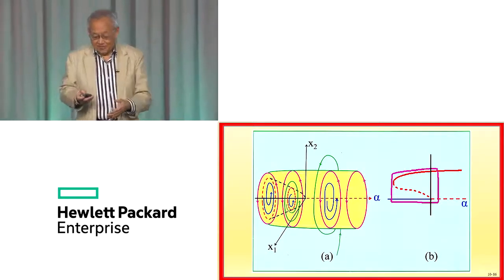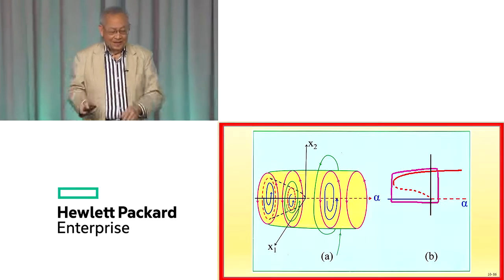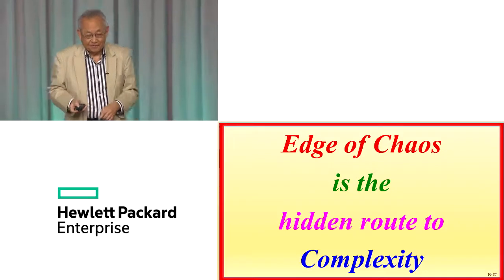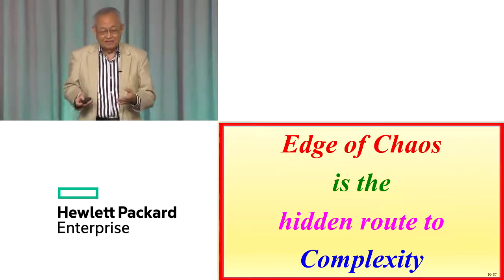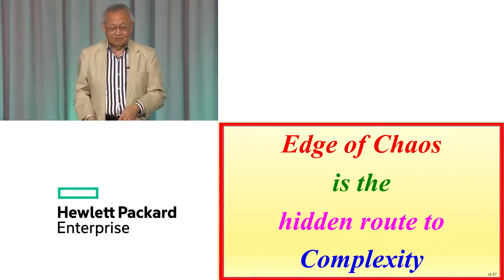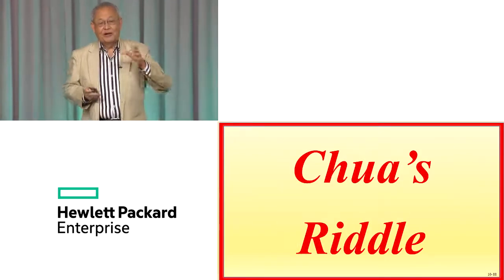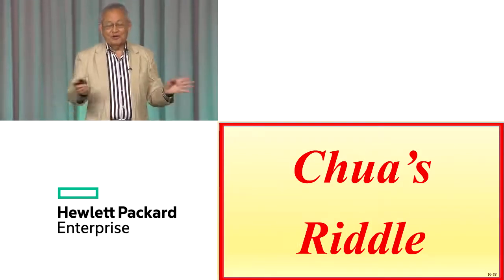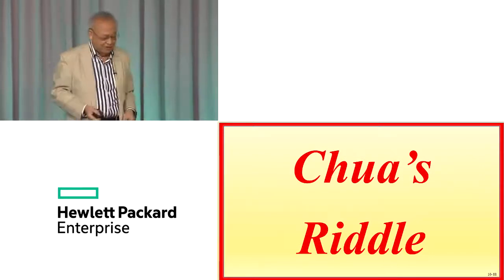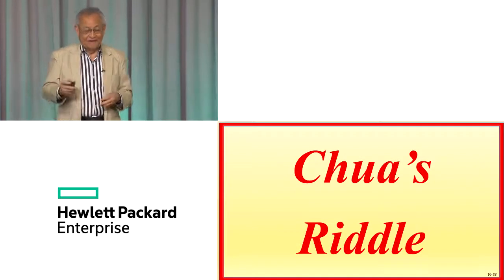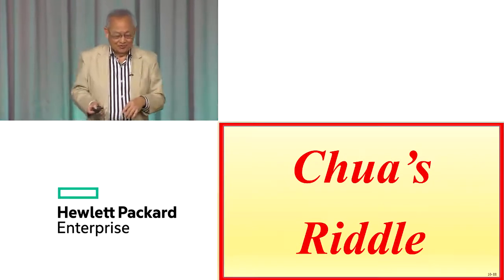So I have completely explained where the Hodgkin-Huxley action potential came from. And edge of chaos is indeed the hidden route to complexity. Now, I didn't have any time to give you any proof. If you want to learn all the details of this, just an introduction, you will take another 12 lectures, okay? That would be unrealistic.